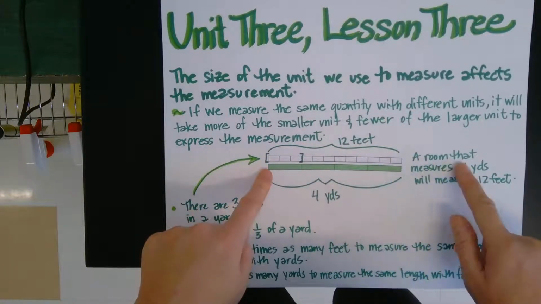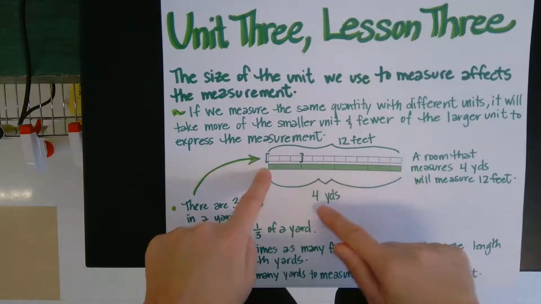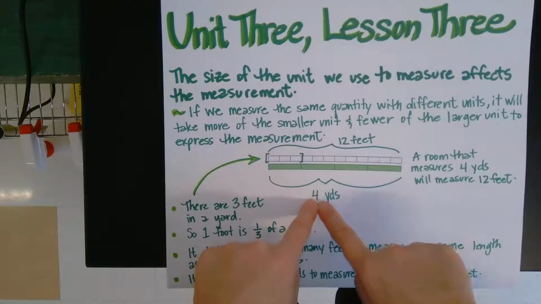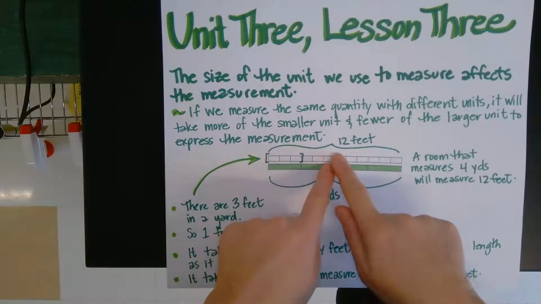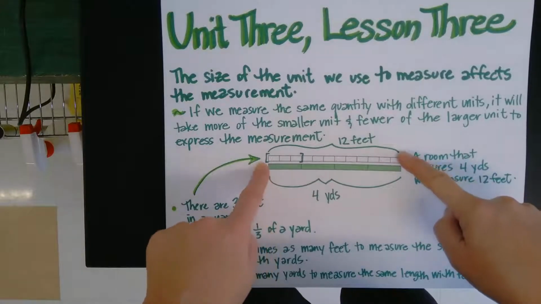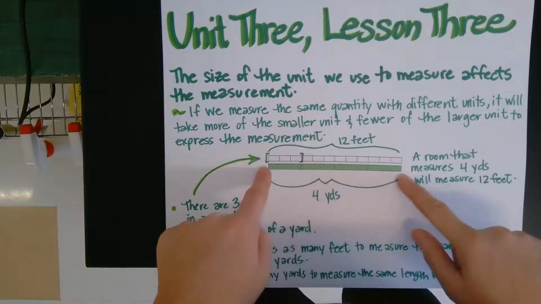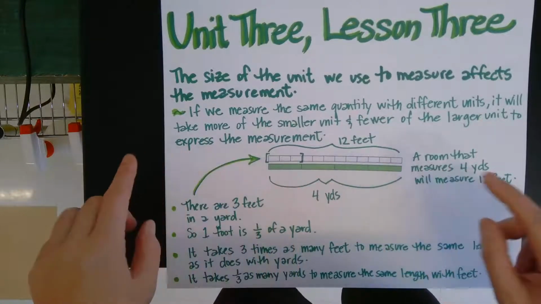If I measure a room, and the side of the room measures 4 yards, then this number, 4, for the measurement, is going to be different than if I measured it in feet. Now, I know you guys are probably thinking, well, duh, we know that, of course. But you have to really pay attention to what unit you're using so that it makes sense in the context.